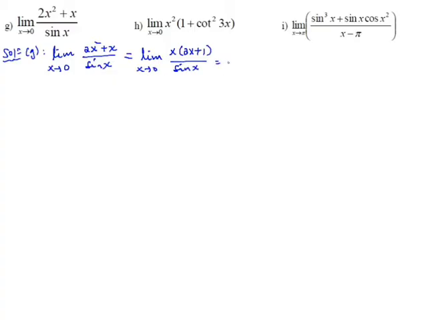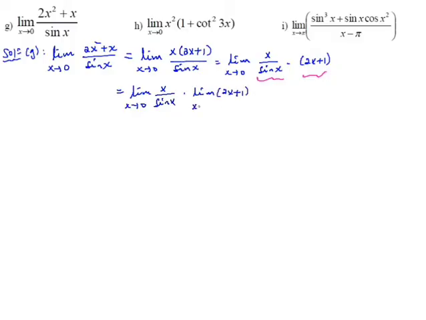So this is the same as the limit of x over sin x as x approaches 0 times 2x plus 1. Now you can apply the limit rules separately. We work out this limit separately. So it becomes the limit of x over sin x as x approaches 0 times the limit of 2x plus 1 as x approaches 0. I used factorization because it comes quickly like this.